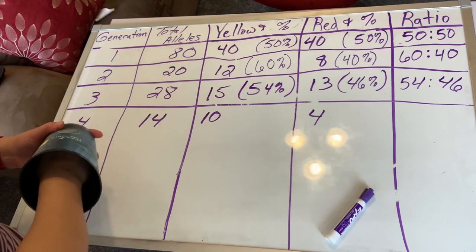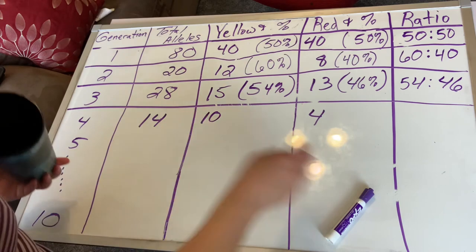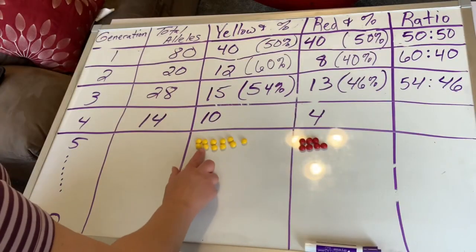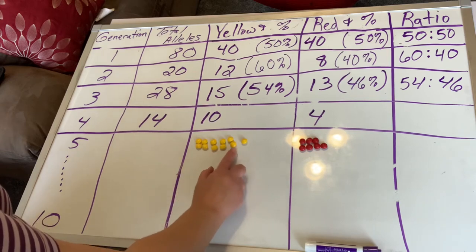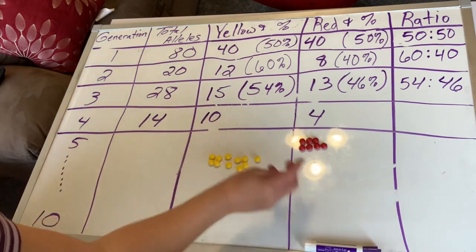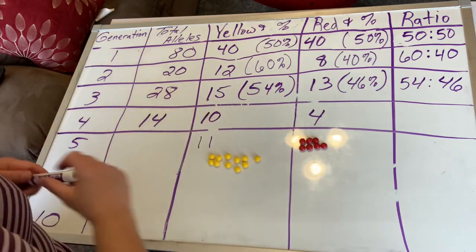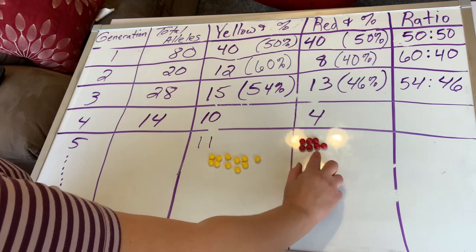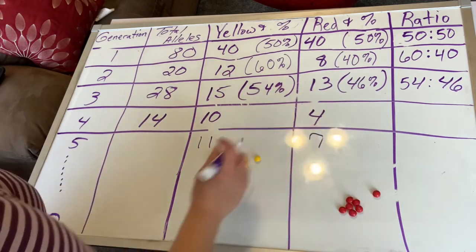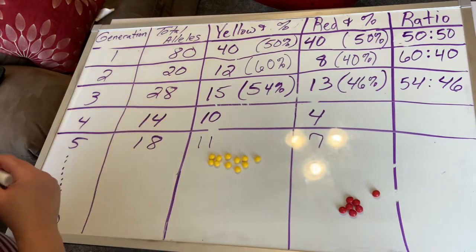Alrighty. Oh, I forgot to do my percentages. All right, let's go ahead and see what generation number 5 is going to look like. So we got 2, 4, 6, 8, 10, 11. So we have 11 yellow. And then we have 2, 4, 6, 7 of your red. Boom, there's your new number 18.